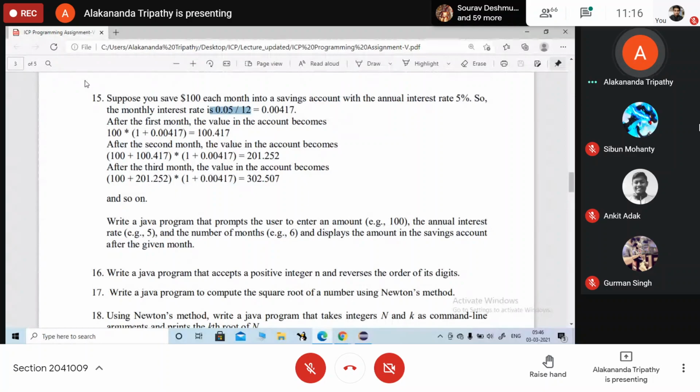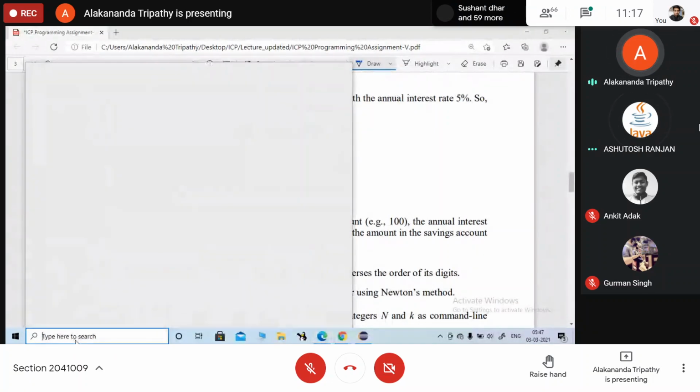Now check. I will come back to that. Directly question number 17 को देखो. Check the question here. What is written? Write a Java program to compute the square root. क्या निकालना है तुम्हें? You need to compute the square root. उसके बाद nth root है.